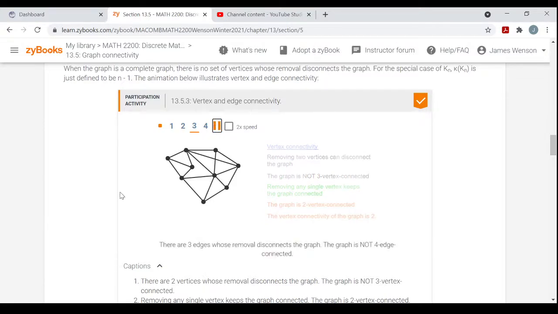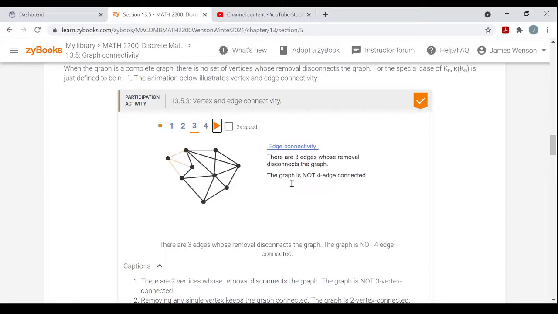Alright, then they talk about edge connectivity. Look at these 3 edges here. If I remove those, it's broken up into 2 pieces, right? The isolated vertex now, getting rid of these, and then you have this big piece here. But you see how removing 3, there are some 3 edges I can remove to disconnect the graph.